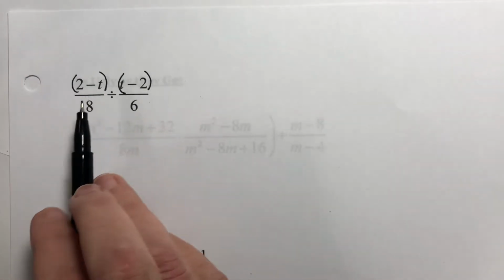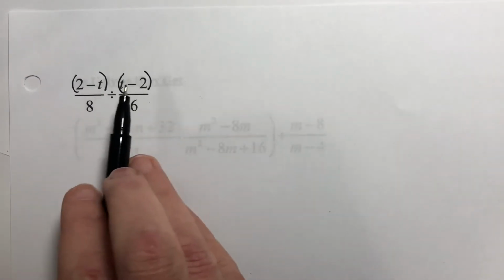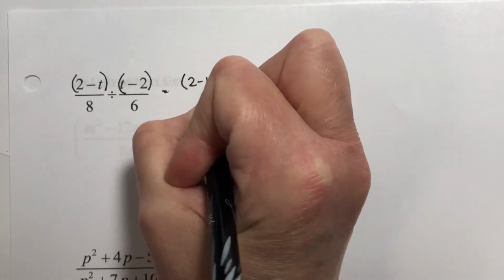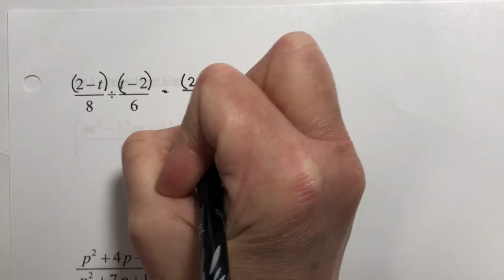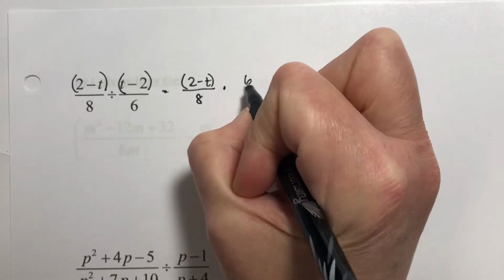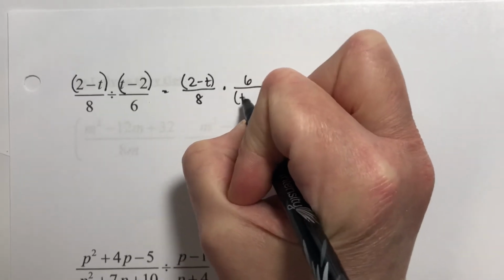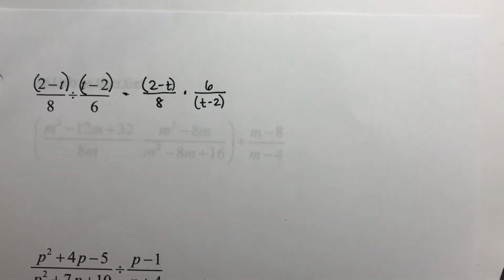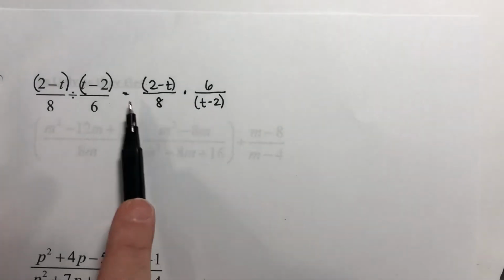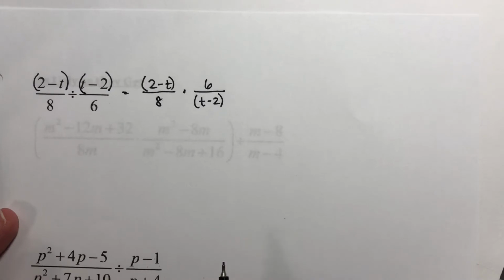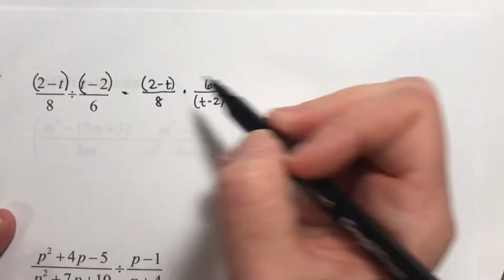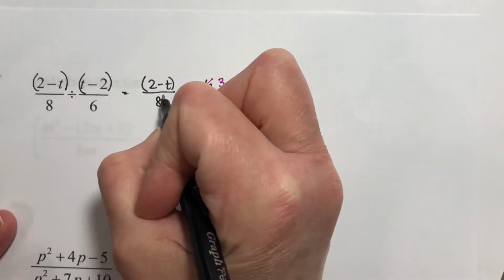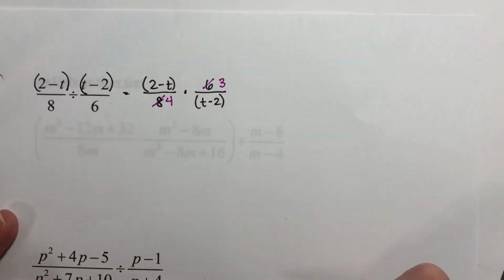Now that we've done that, it's a division, so keep it, change it, flip it. This is 2 minus t over 8 times 6 over t minus 2. Now let's look for cancellations. Top and bottom, nothing factors on either one. But here, the 6 and the 8, they're both divisible by 2. If I divide that by 2, I get a 3. And here I get a 4.